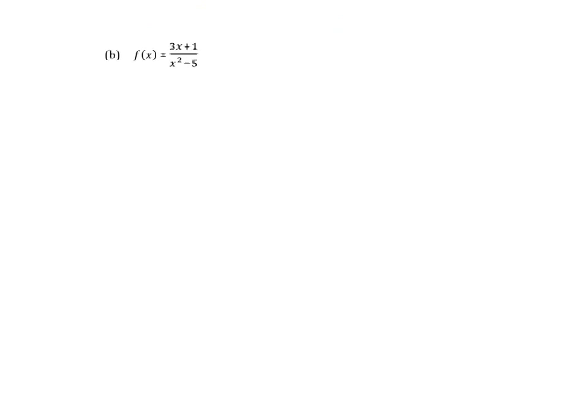Now let's look at an example where we use the quotient rule. Notice in part B, we have a fraction of two functions of x. So when I compute the derivative, it's going to be equal to low d high minus high d low. So the lower function is x squared minus 5, and then I would take the derivative of the upper function, 3x plus 1, minus the higher function, 3x plus 1, times the derivative of the lower function, x squared minus 5.